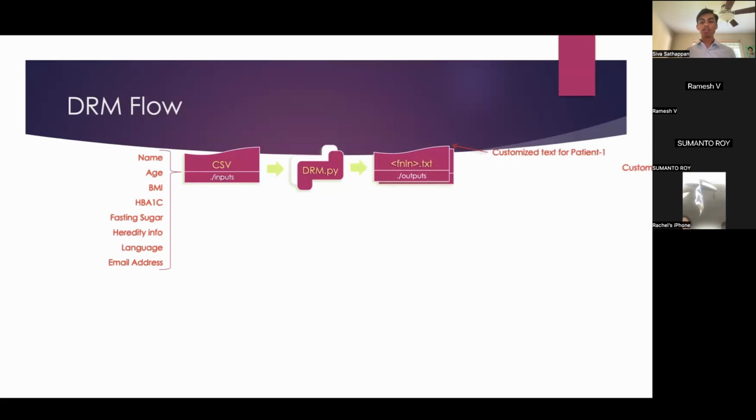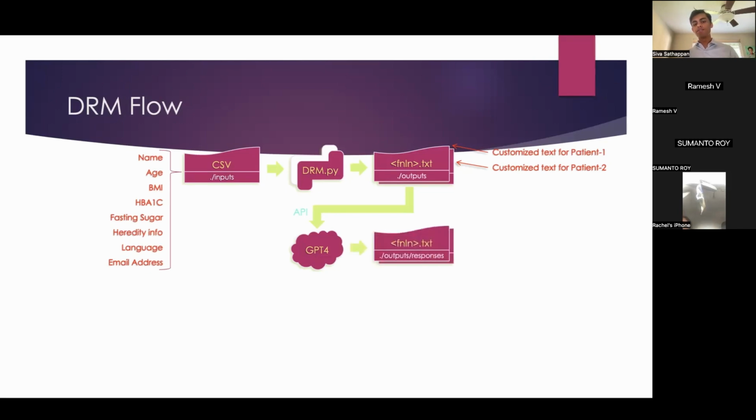This can be done for multiple patients, and they're all customized. This will then go into our foundation module, which for now I'm using GPT-4, but this has so much scope and potential for more. I'll be talking about the scopes in the next slide. It will act as a prompt for GPT-4 and give out a response, which is again an fnln.txt file. Again, this is customized and done for each patient.